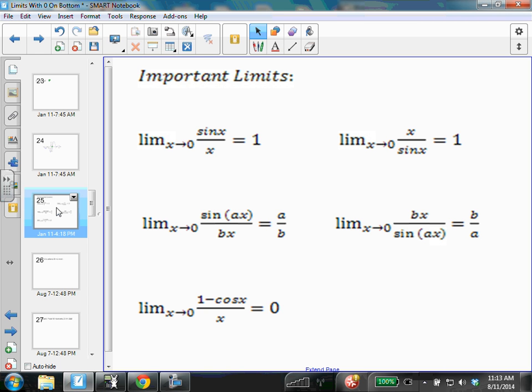Now, the limit as x approaches 0 of sine of ax. So there's some number in front of x, like 2. And then on the bottom, it's like the one where we did where it was 2x over 5x, right? A and B would just be some number. Don't let those confuse you. So if it was the sine of 3x over 4x, then the answer would be 3 over 4. That's all this is trying to communicate, okay?